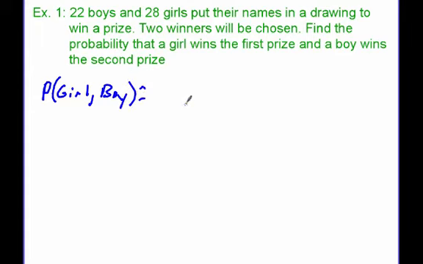Well, let's figure this out. We've got our first prize here. We know we want a girl to win that. Well, there are 28 girls, and there are 50 total names in there. So the probability is 28 out of 50. That reduces to, sorry, 14 out of 25. Not 19 out of 25. 14 out of 25.